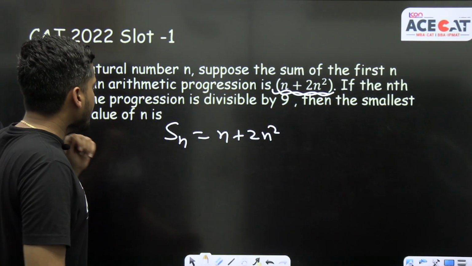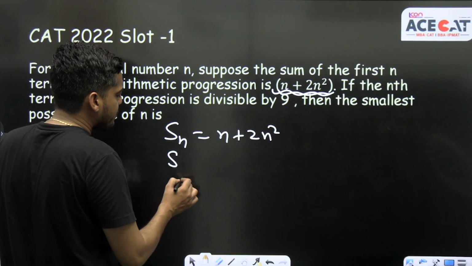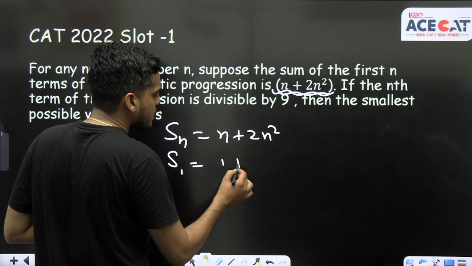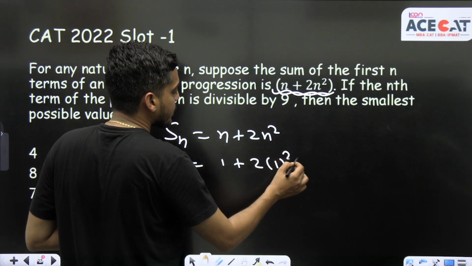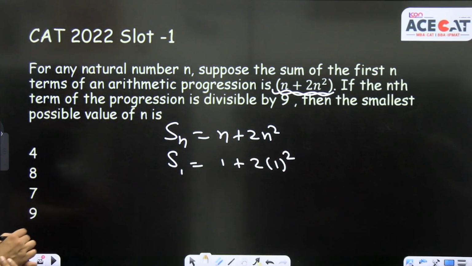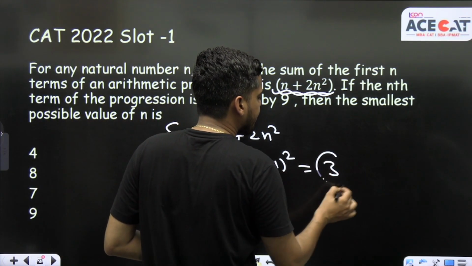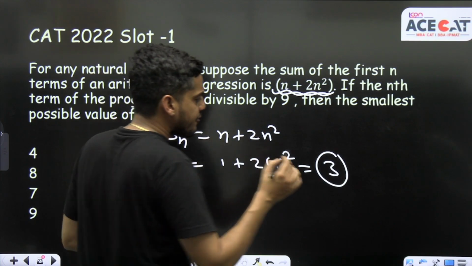So if I put n equal to 1 in this guys, do you agree with me? I will get S1, and that will be equal to what guys? 1 plus 2 into 1 square. So you will say that will be equal to 3. And what is the sum of first term of an AP? You will say first term itself.